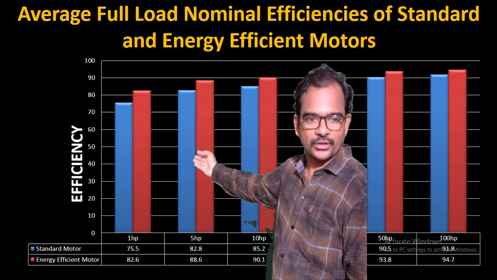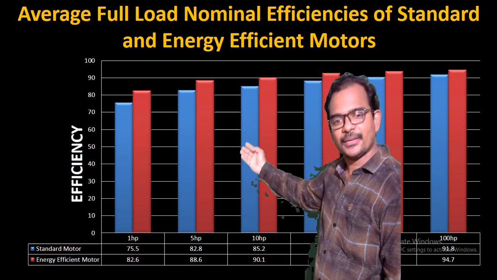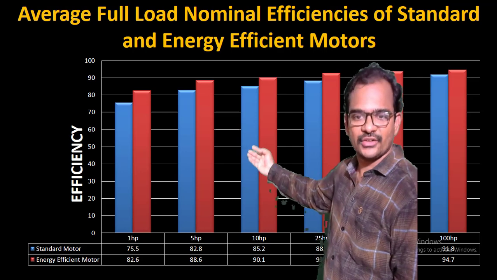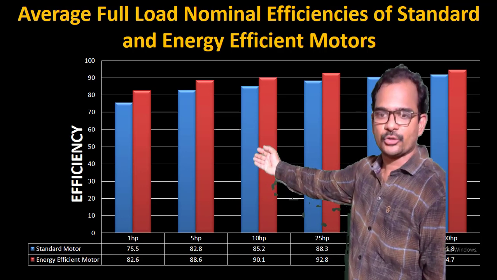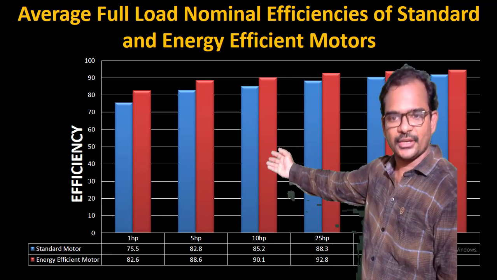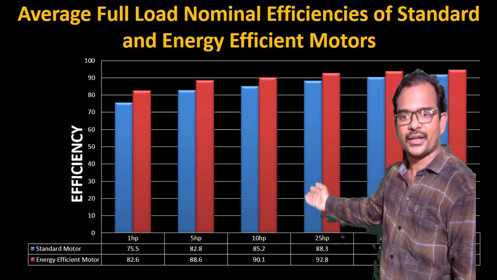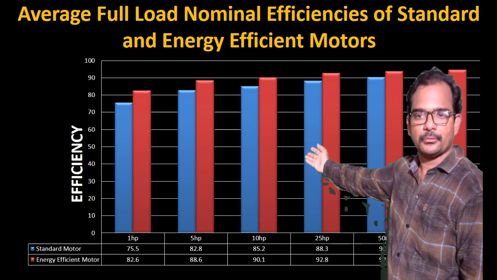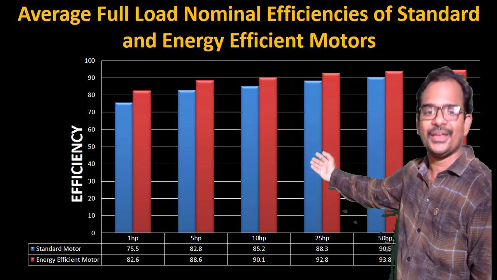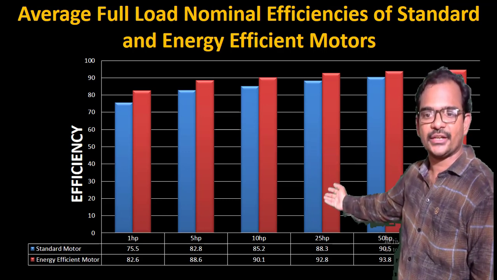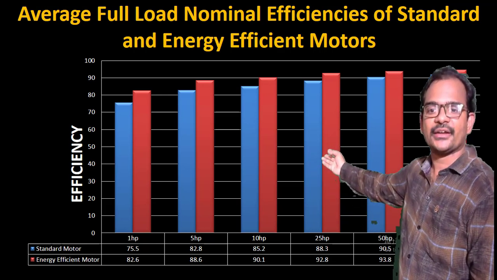If it is a 10 HP motor, the standard motor has an efficiency of 85.2%, whereas if you take the same 10 HP energy efficient motor, the efficiency is 90.1%. If I take a 25 HP standard motor, the efficiency will be 88.3%. The same 25 HP energy efficient motor will give an efficiency of 92.8%. And similarly, a 50 HP standard motor has an efficiency of 90.5%, whereas the same 50 HP energy efficient motor has an efficiency of 93.8%.